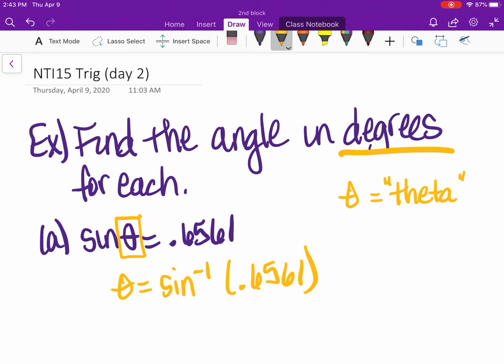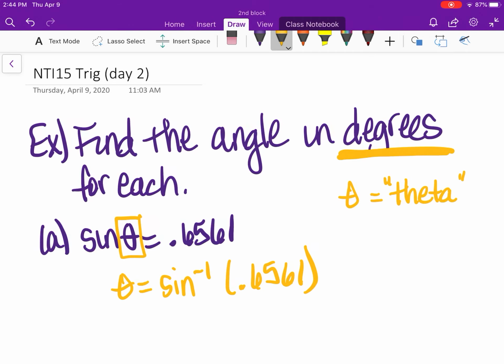So to get theta by itself, we need to move sine to the other side. To do that, we're going to take the inverse sine. So theta is equal to the inverse sine of 0.6561. Now, notice that it's asking for our angle in degrees, so that gives us our hint that on our calculator, we need to make sure we're in degree mode.